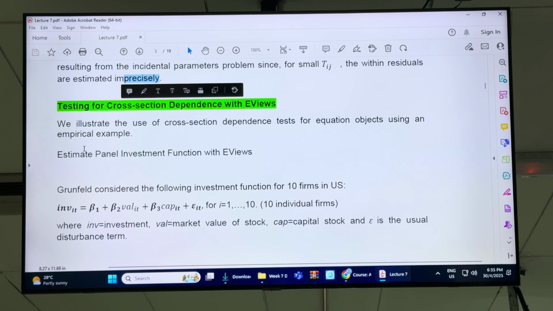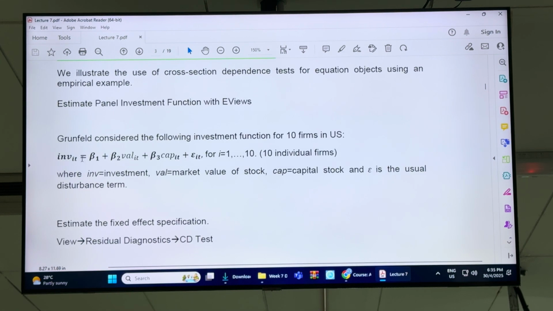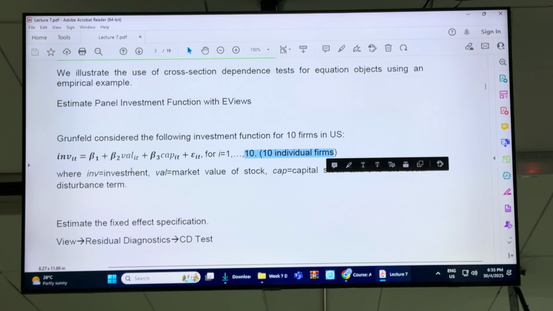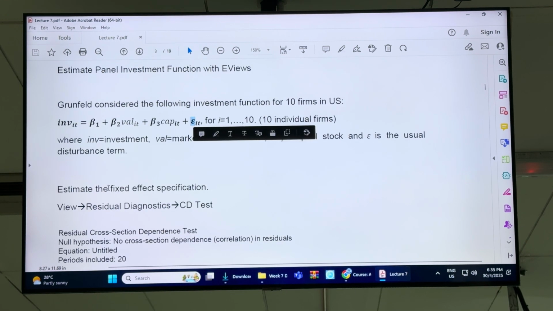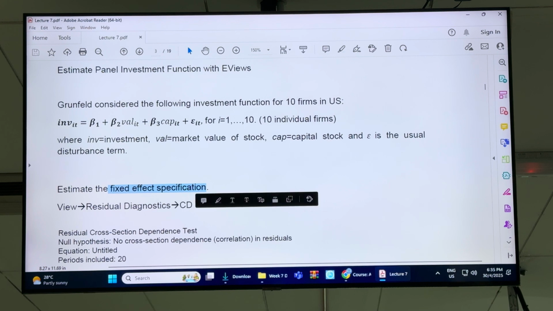You first estimate your model. Can you still recall how to estimate your model? The investment model. So you have investment, VAL, CIP for the 10 firms. What is investment already? INV stands for investment, VAL stands for market value of stock, and CIP stands for capital stock. For these 10 firms, the epsilon here refers to the residual. So you have to estimate in the fixed effect specification, then you see your diagnostic for your residual.